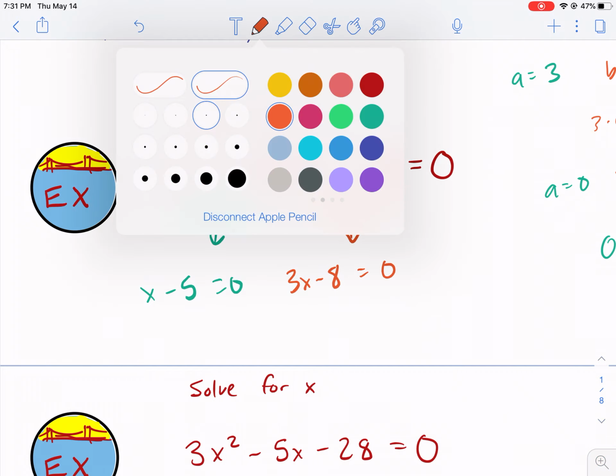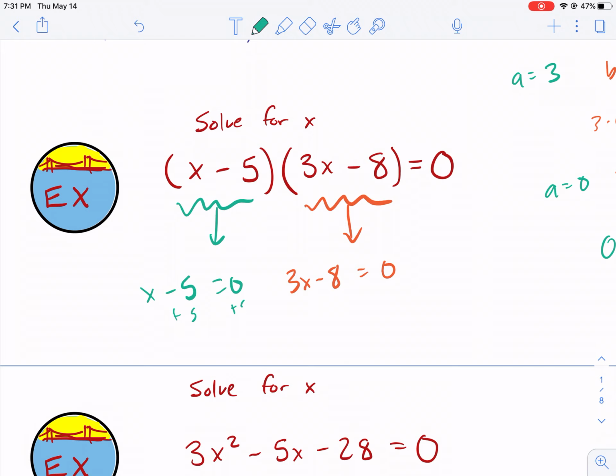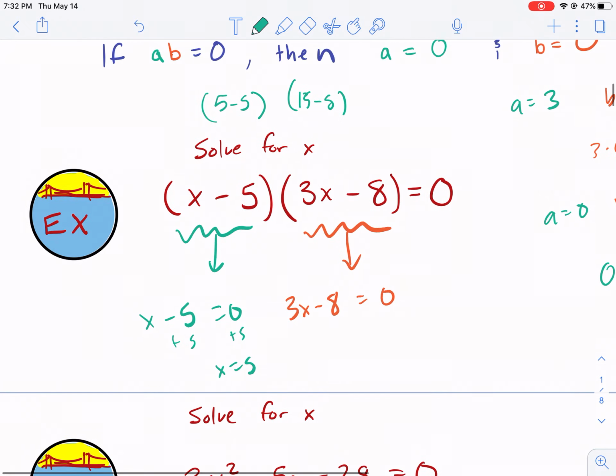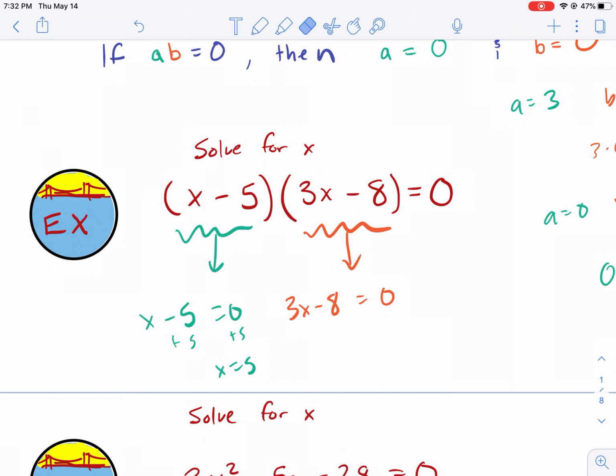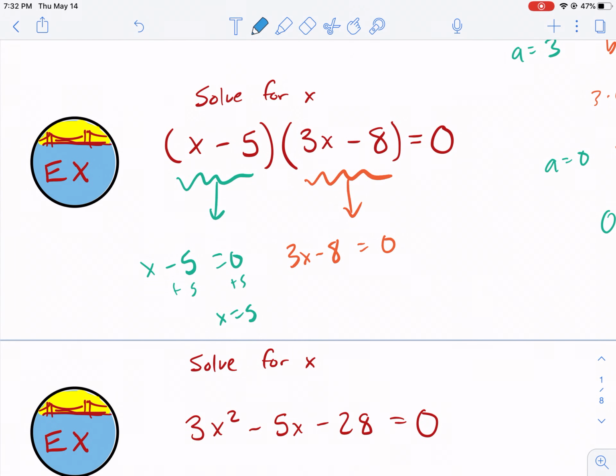The left side's a little bit easier. We just need to add 5 to both sides, and we get x equals 5. And that makes sense because if we have 5 minus 5 times 3 times 5, that's 15 minus 8, that is equal to 0 times 7, which equals 0. We don't even really care what this other parenthesis is because we already know that this one's going to equal 0, and if that's equal to 0, then anything multiplied by 0 will give you 0. So I just wanted to show you guys why it's important that you set each to 0 and the power it gives in finding our solutions.